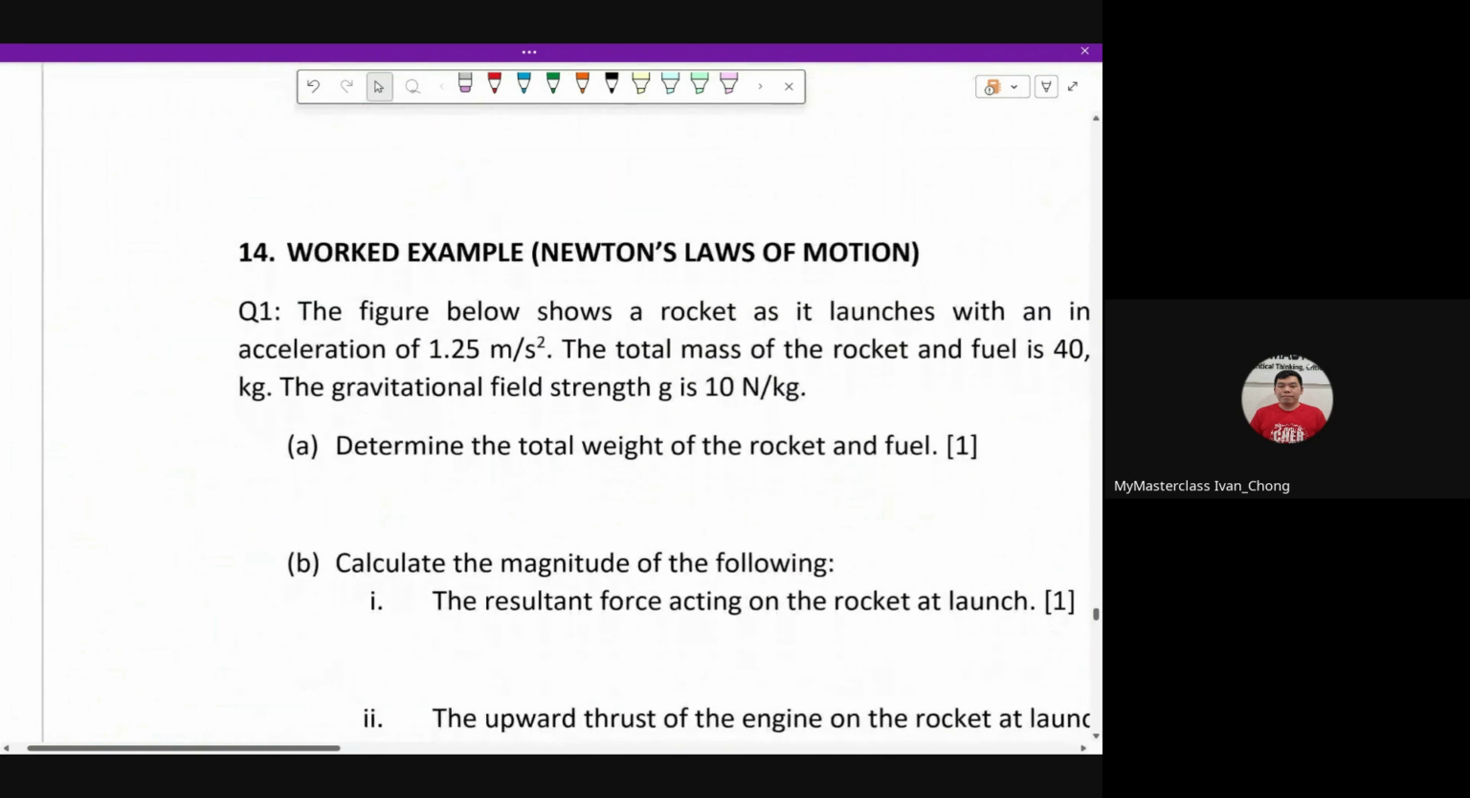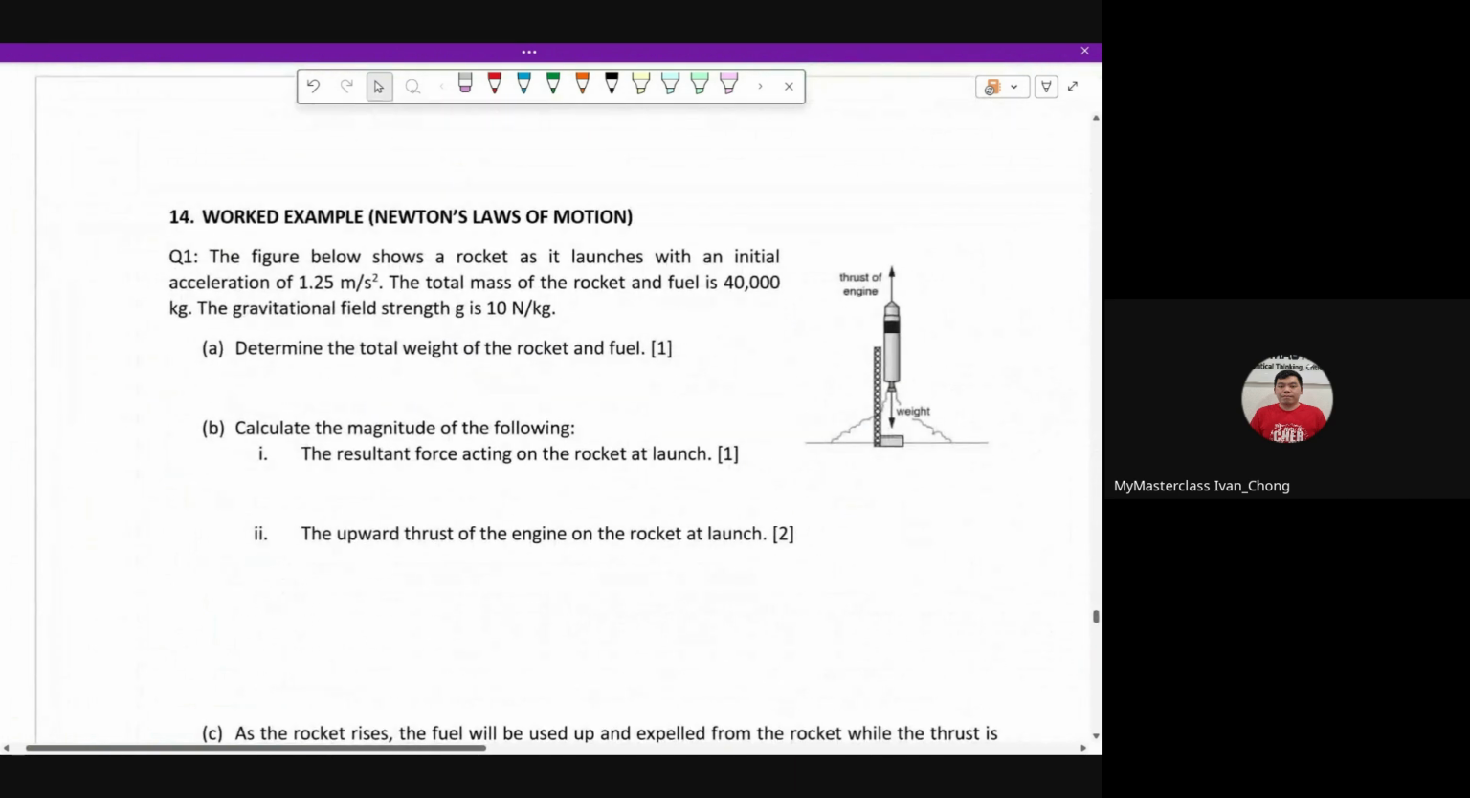Okay, so next. Basically, this example is just a summary of your Newton's 3 laws. 1, 2, 3 laws. Okay, so first things first, let's take a look at the question. They tell you that you have an initial acceleration of this.